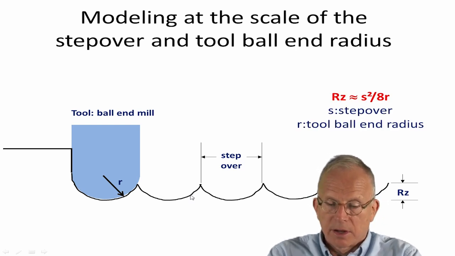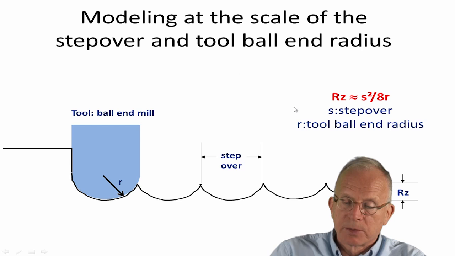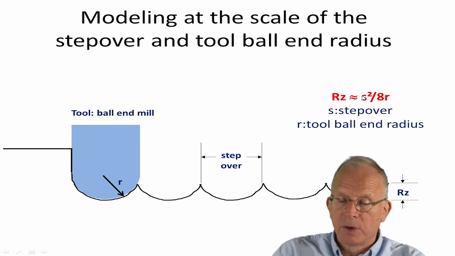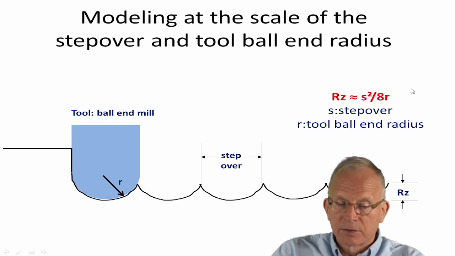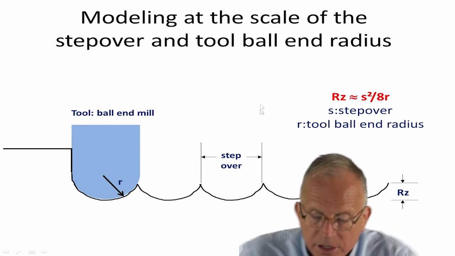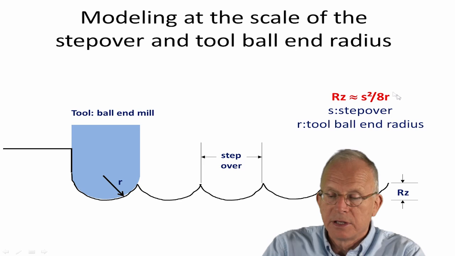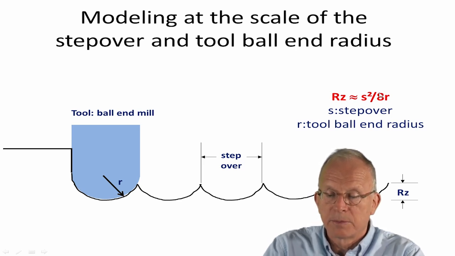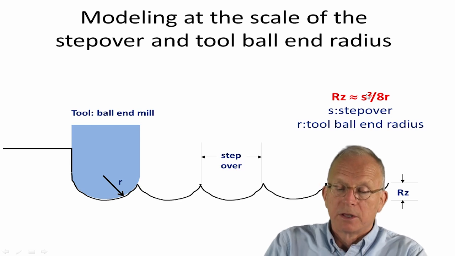So we can write a relationship like this. RZ is going to be about equal to S squared, where S is the step over, divided by 8R, where R is the tool nose radius. So in this way we've got actually two parameters that we can use to define RZ, depending on what our particular needs are and how large we might like to step over.